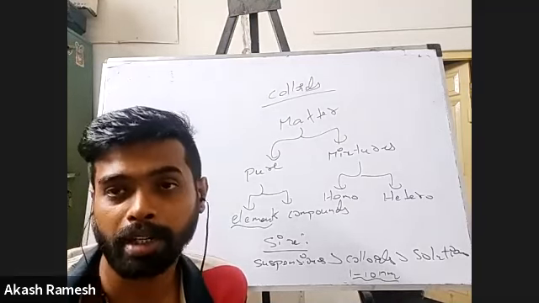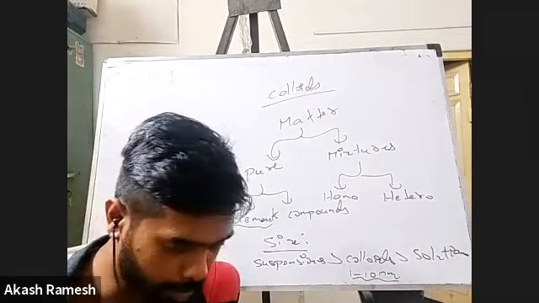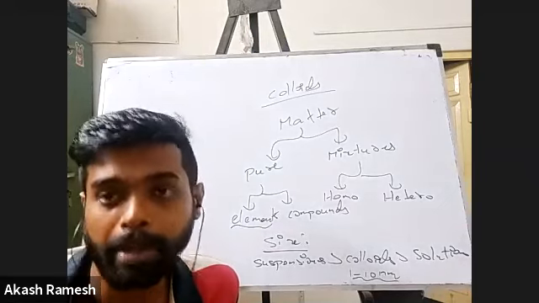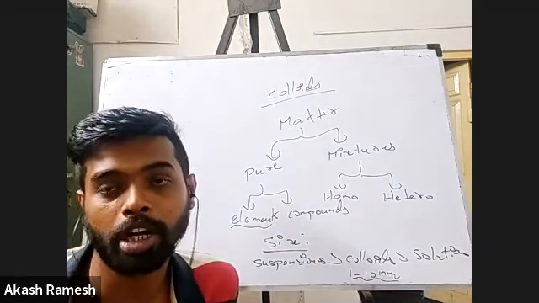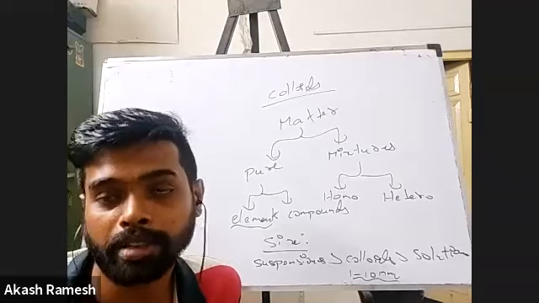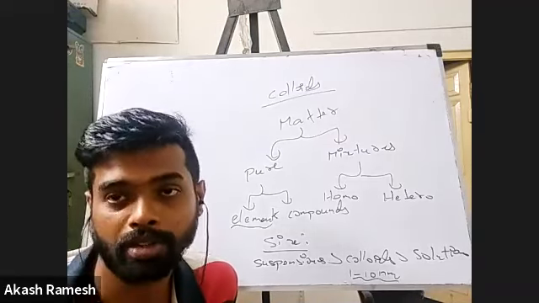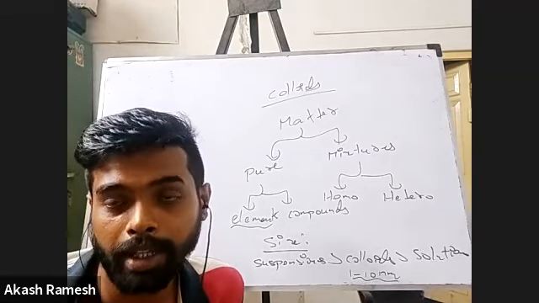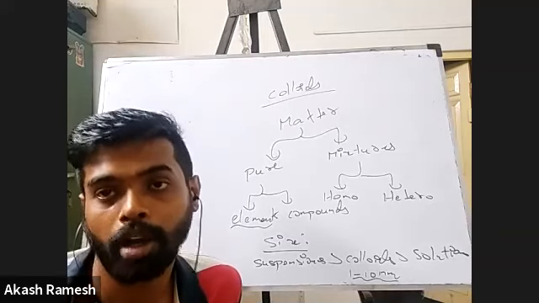Next thing you have to understand is the different types of colloids. To classify them, you have to take different parameters. The first classification is based on the phase in which the dispersed phase and dispersed medium are present: solid, liquid, and gas. You can have so many combinations, right? For example, if the dispersed phase is a solid and the dispersed medium is a liquid, then you're going to call it a sol, right?